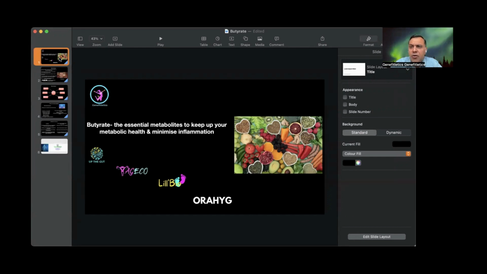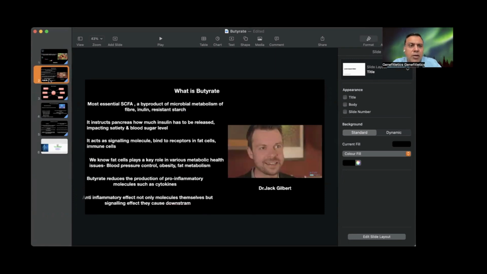So we all know that fiber is really essential for our diet and our health. When we go to a doctor or a nutritionist, we are told to eat a lot of fiber, eat a lot of starch, eat a lot of inulin. But why is it so? Because these sorts of fibers are hard to digest by our human body, and these are actually metabolized by our microbiome. So essentially these microbes metabolize a lot of these chemicals such as inulin, resistant starch, and fibers, and convert them into butyrate.